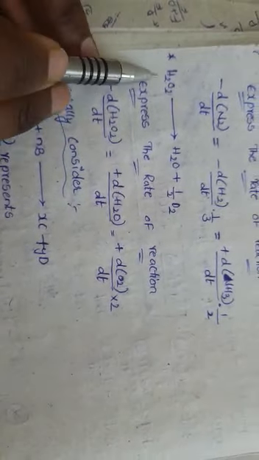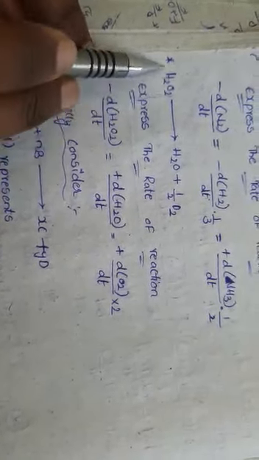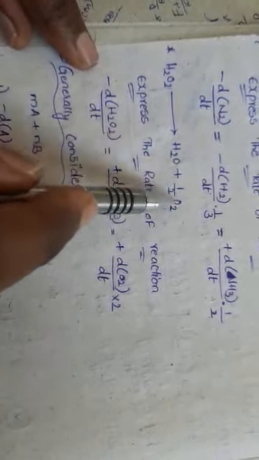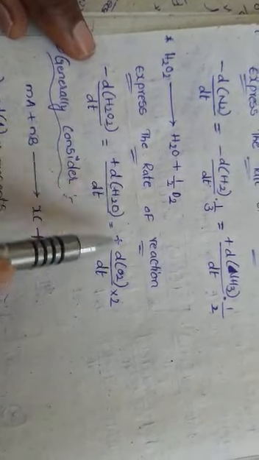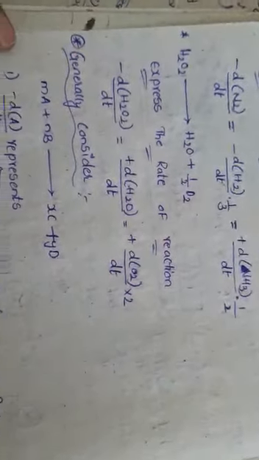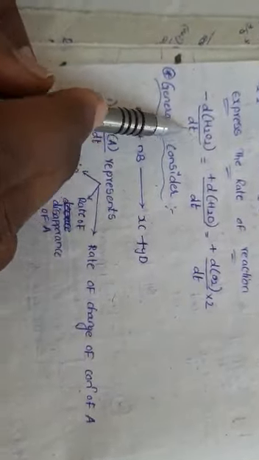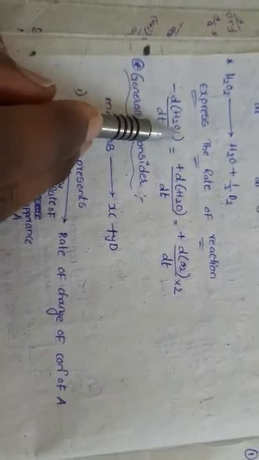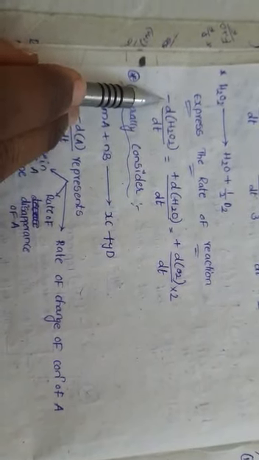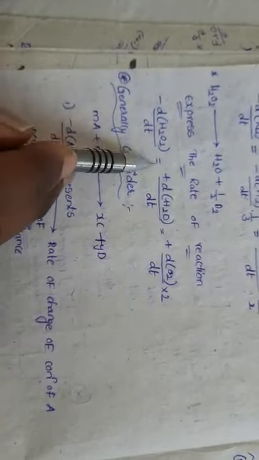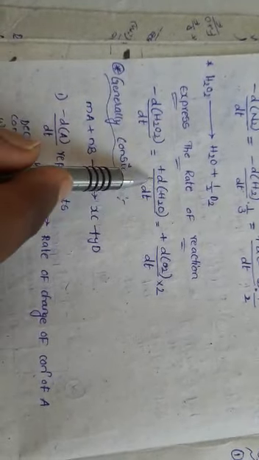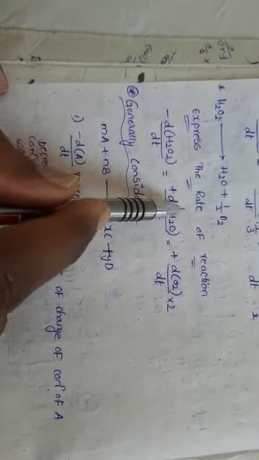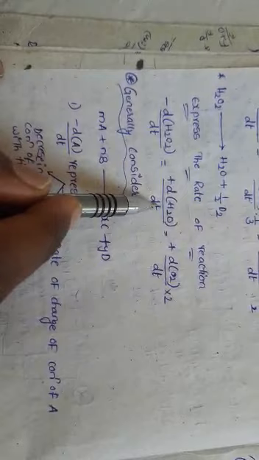Here minus means the concentration of the reactant H2O2 decreases, and the products, water and O2, have the plus symbol, meaning their concentrations increase. Here if we observe, the rate of decrease in concentration of H2O2 is equal to the rate of increase in concentration of H2O.